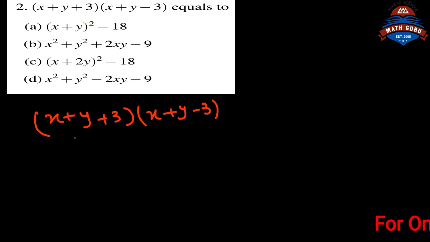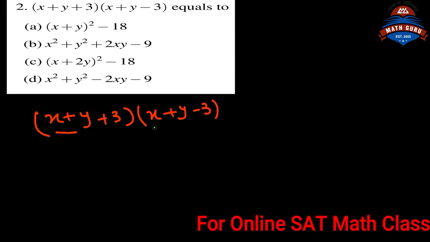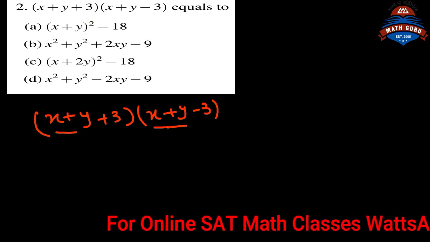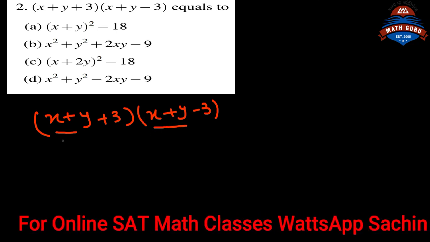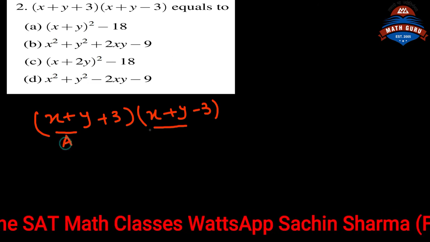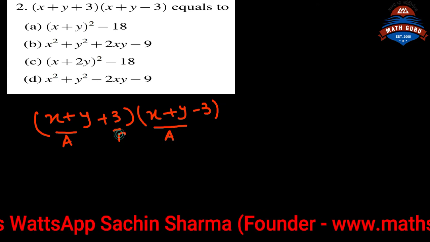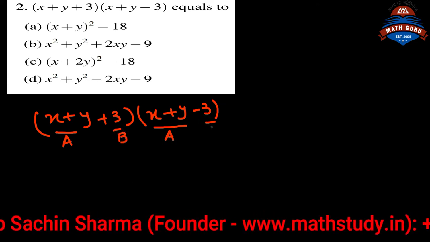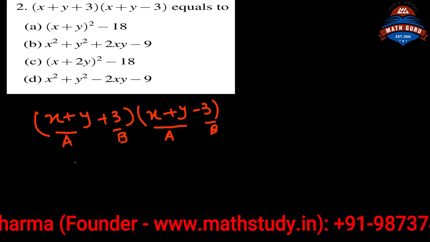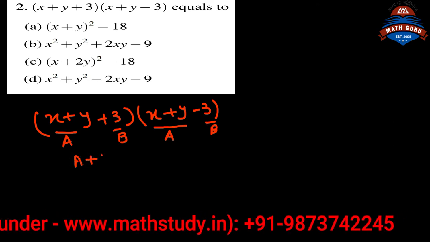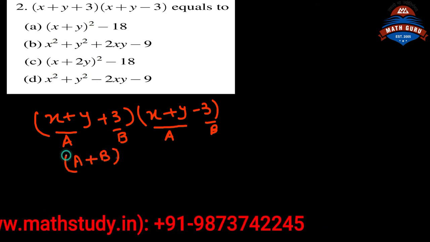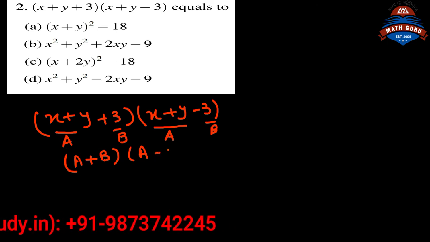Here we have x plus y in this bracket and x plus y in this bracket as well, right? In both the terms we have x plus y. So let us assume that this is capital A and this is also capital A, and this number 3 is B, and this 3 is also B. So we have a formula like this one: a plus b into a minus b. Very simple, right?